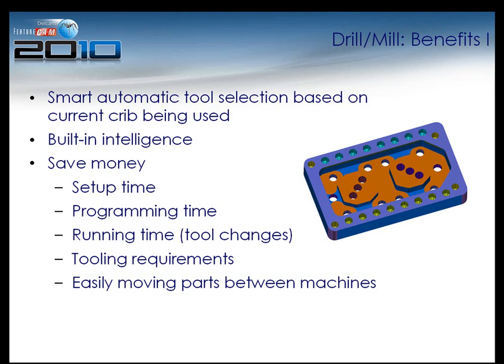Ultimately, this can save money. It can save money in terms of the setup time of the machine itself. We have a reduction in the programming time because you're not having to change tools over and select different items on the part. It can save running time if you have a lot of tool changes occurring in the part itself. It can save on the tooling requirements. You don't need as many tools sat on the shelf because FeatureCAM is trying to intelligently select those from the crib that are available. And it's great for moving parts between machines because you can simply select varying cribs and update the part with the different crib, and it will update the machining toolpaths as well.